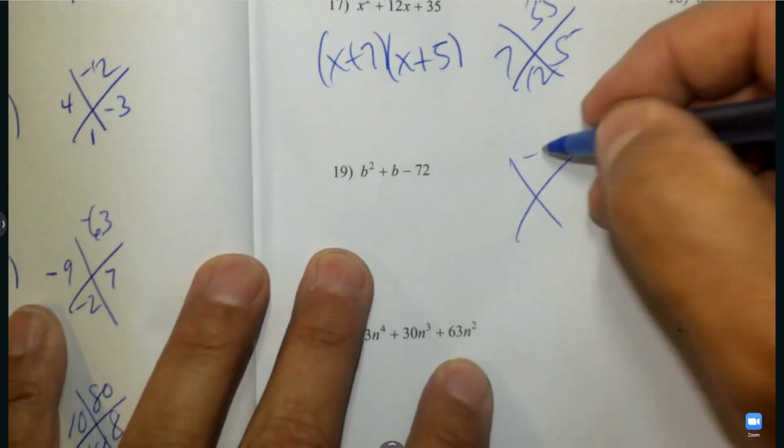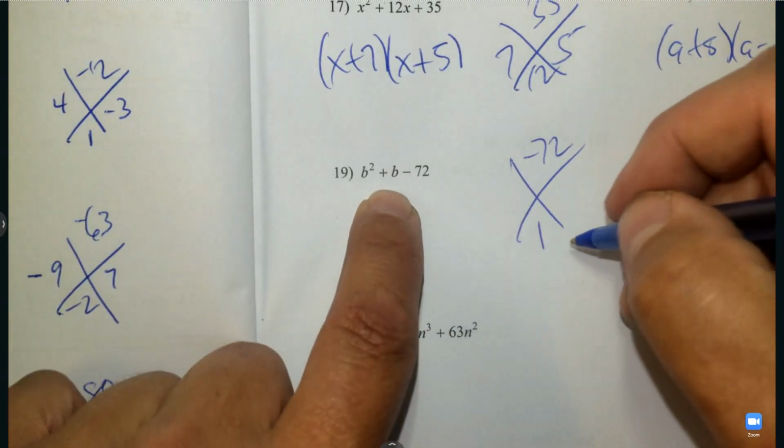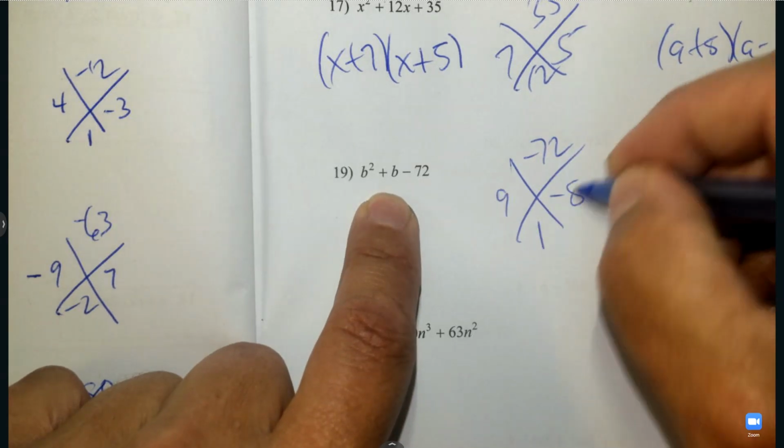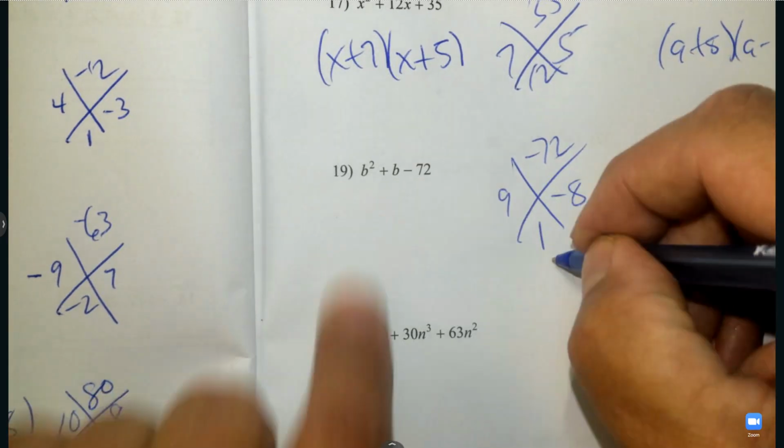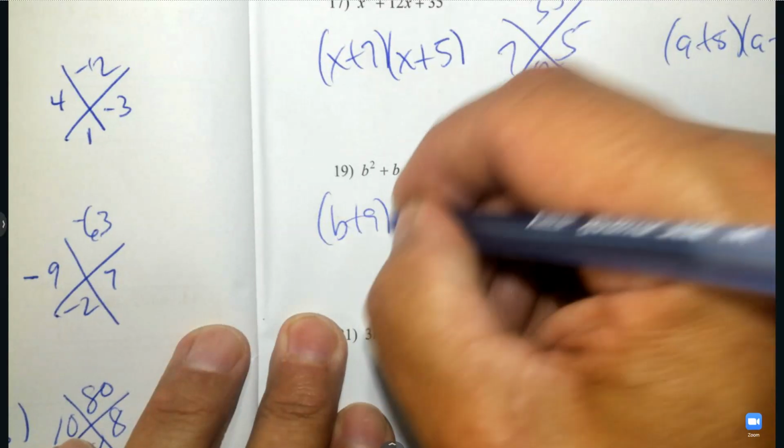Negative 72, and the number you don't see in the middle is 1. These numbers are 9 times negative 8, and 9 take away 8, so that's positive 9 and negative 8.